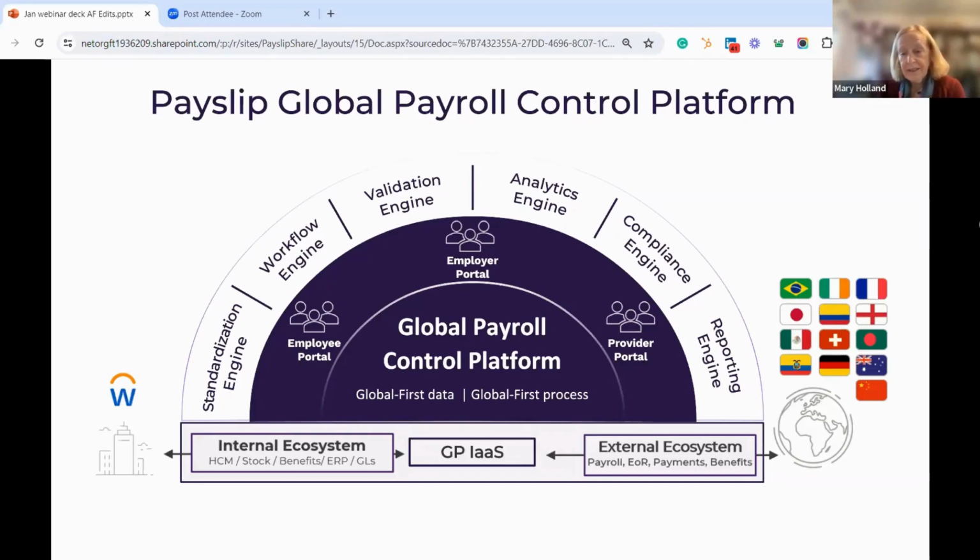So on the right side are your multiple different payroll providers that you have around the world. It can be the large payroll providers that are out there. It can be an accounting firm, it could be a small local provider. We at Payslip know that payroll needs local payroll support. So you as an organization will choose which payroll providers you want. We do not have any preference. We will work with any payroll provider that you have on the platform.